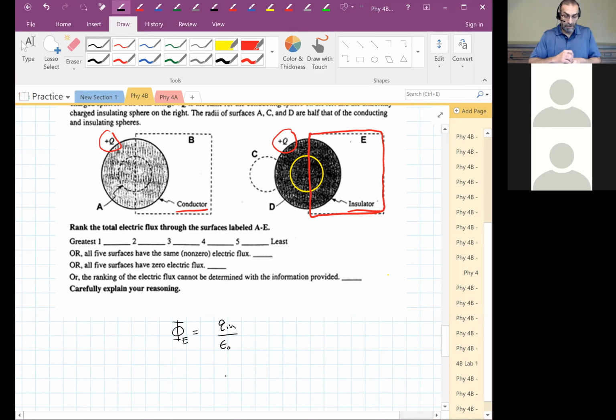Okay, so are we going to try to integrate over surfaces to find the electric flux? No, we're going to use Gauss's law and say the electric flux is equal to Q inside over epsilon naught. So for A and B, those are pretty straightforward, right?